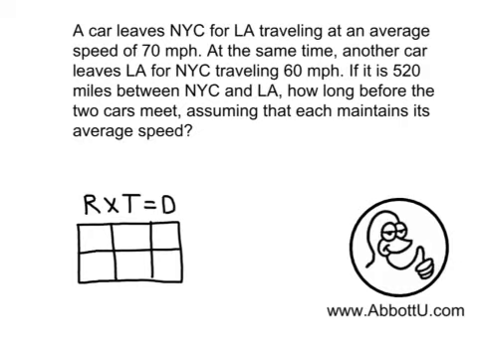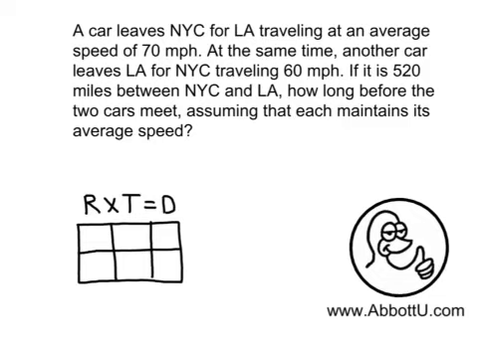Alright, so here's the second problem, or the kind of problem that you could be facing. A car leaves New York City for LA traveling at an average speed of 70 miles per hour. At the same time, another car leaves LA for NYC traveling 60 miles per hour. If it is 520 miles between New York City and LA, it's definitely not, by the way, how long before the two cars meet, assuming that each maintains its average speed?